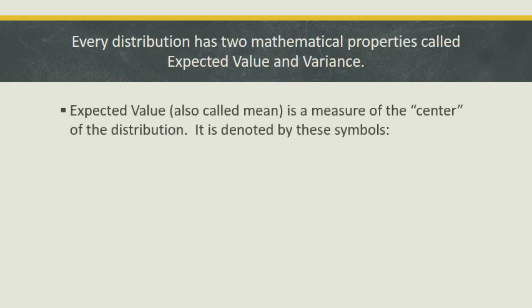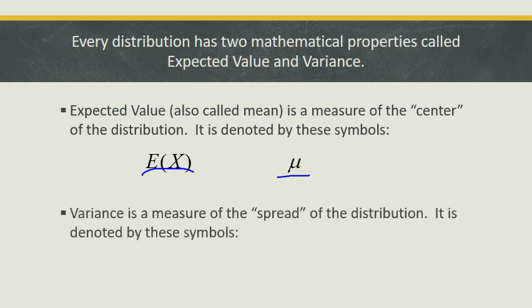Expected value, or mean, is a measure of the center of the distribution. It has a lot in common with the average. There are two commonly used symbols for it, E of x and the Greek letter mu. They are generally interchangeable, and it depends on the author's preference. You've probably heard of other measures of the center of the distribution like the median and mode, but we're not going to worry about them.